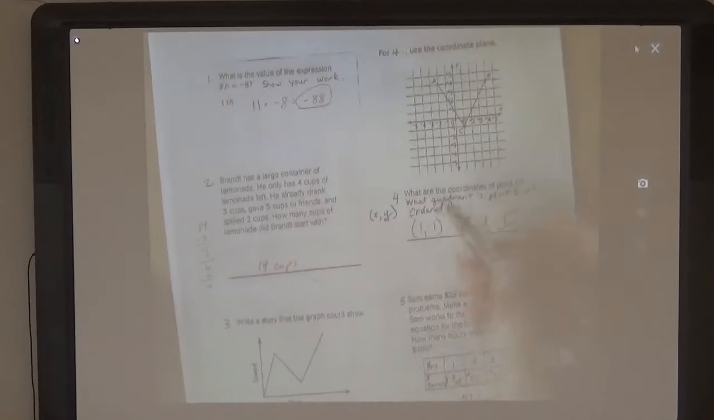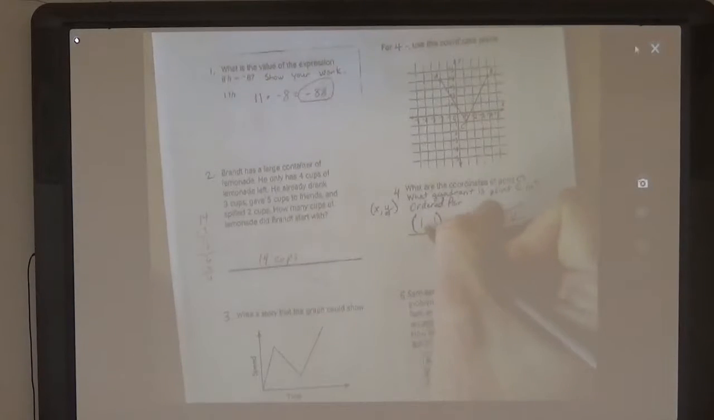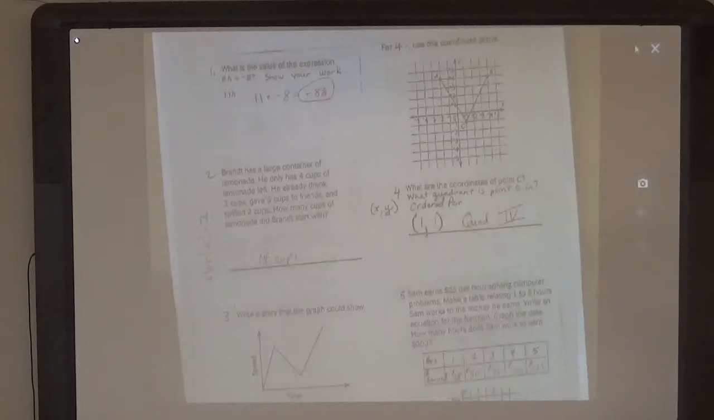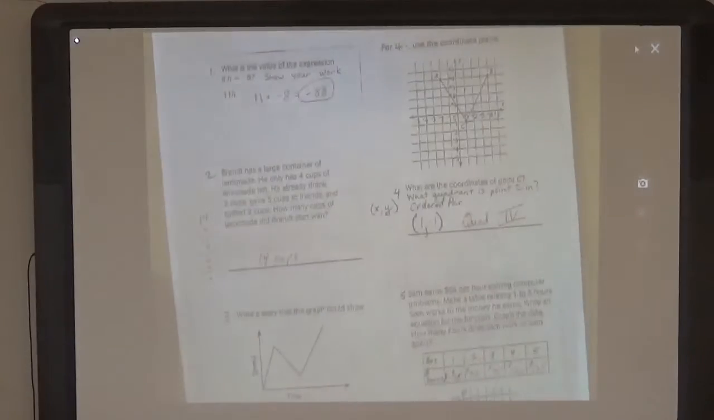Ordered pairs also always have to be in parentheses, and they have to be separated by a comma. So check their ordered pair and make sure that it's written in parentheses and separated with a comma. Correct. Yep. Then it says, what quadrant is point C in?